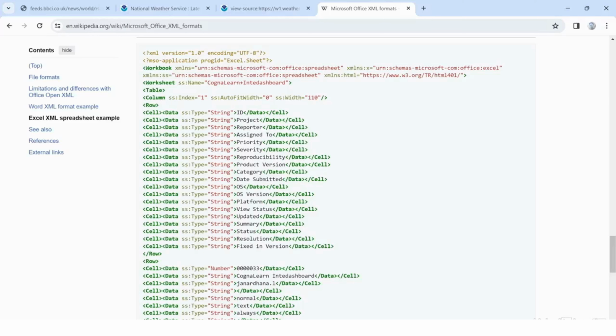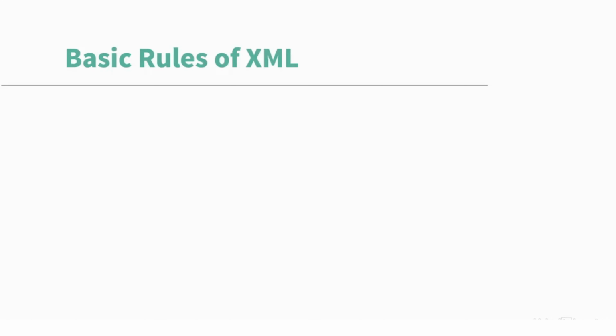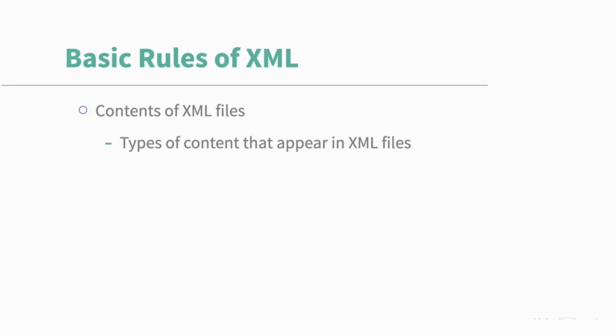So XML is really flexible and helps you solve a wide variety of different data-related problems. In this chapter, we're going to learn about the basic rules of XML. We're going to start off by learning about the contents of XML files, where we'll discuss the types of content that you'll find in XML data.